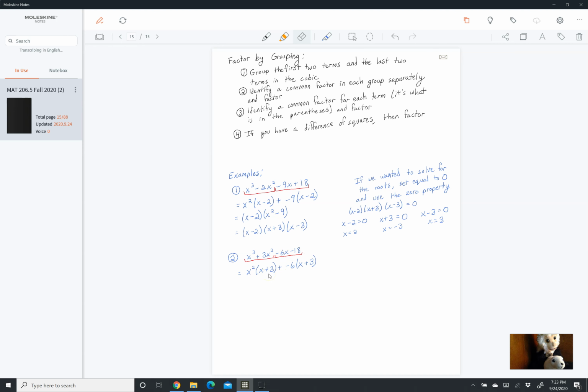And this is factorable by grouping because we have an x plus 3 in both of these. So now we're going to factor out the x plus 3. And what we're left with is x squared minus 6. Okay, so we're going to look for a difference of squares, but this is not a difference of squares. This is x squared minus 6. 6 is not a perfect square.